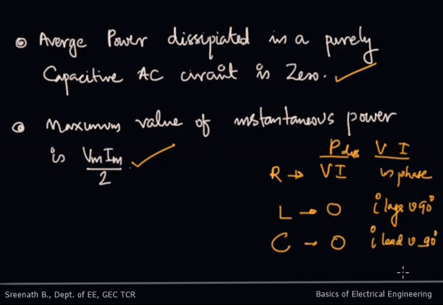So these are the things that you need to understand: how that lagging comes, how leading comes, and why you have voltage and current in phase in a purely resistive circuit. So these are the concepts that you need to understand from this particular lecture.